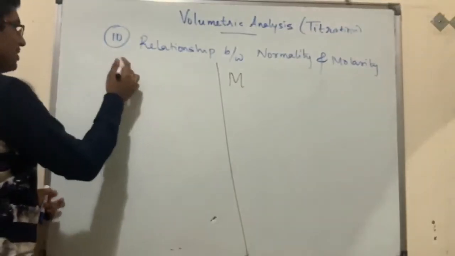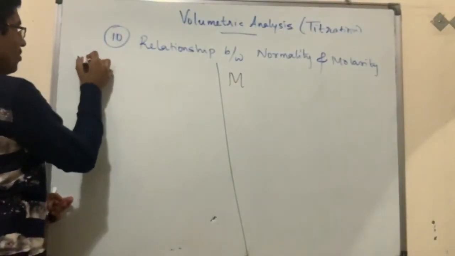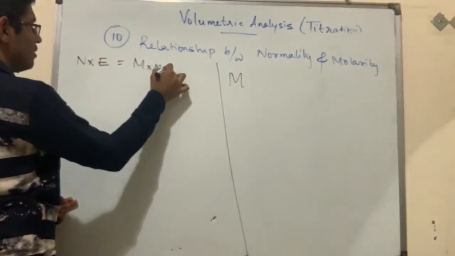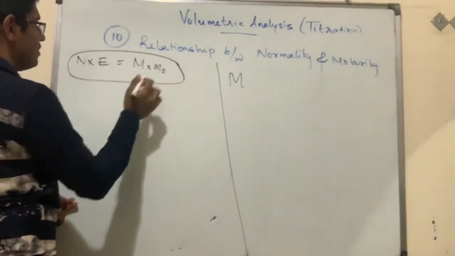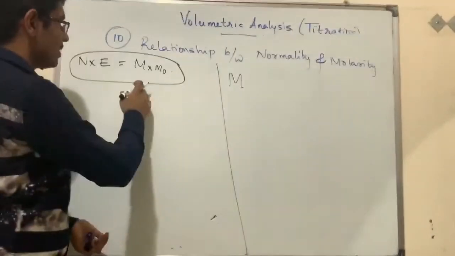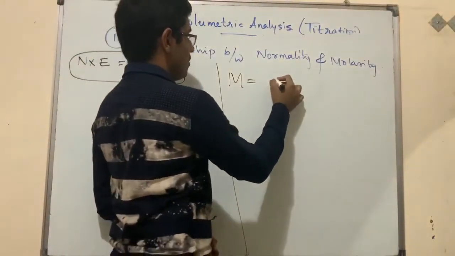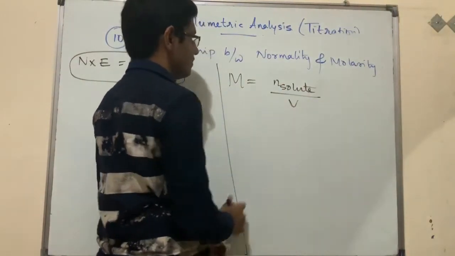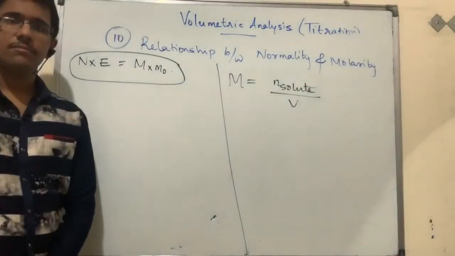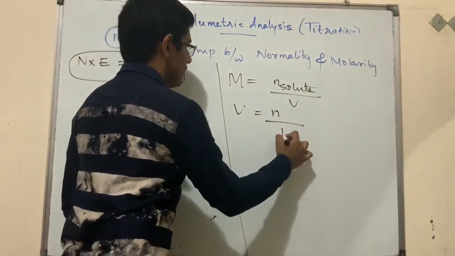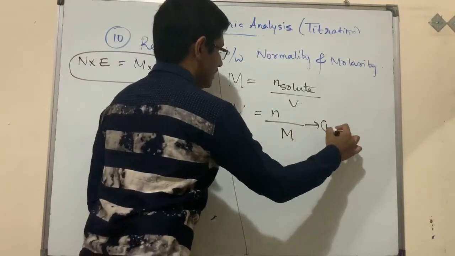the final relationship which we have to obtain is actually normality into equivalent mass equals molarity into molecular mass. This is the final result which we have to obtain. So that I will explain. Molarity is actually number of moles of solute divided by volume of solution in liter. Correct? So volume of solution in liter, I can write as number of moles of solute divided by molarity. First expression.